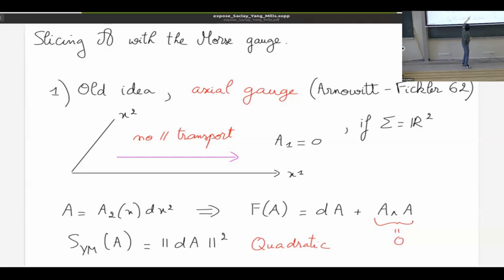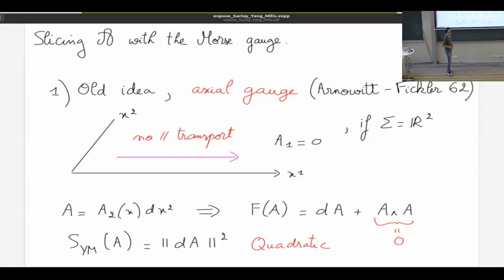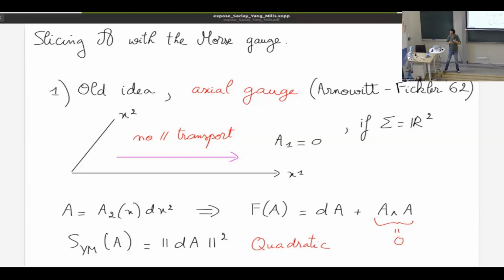And if you calculate the curvature of this connection, you see that the curvature is dA. The term with A wedge A vanishes. So this is really the key observation: on the plane, if you impose the axial gauge, your curvature is dA, and your Yang-Mills functional becomes quadratic in A. To say it in physics language, your theory is free on the plane. It's a free theory on the plane, if you do the correct gauge fixing.